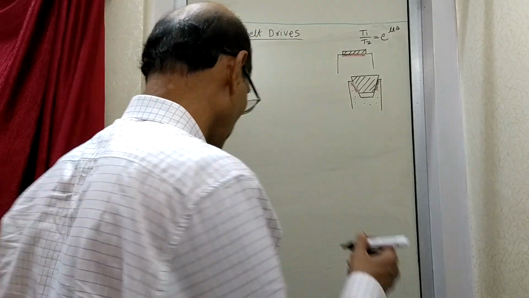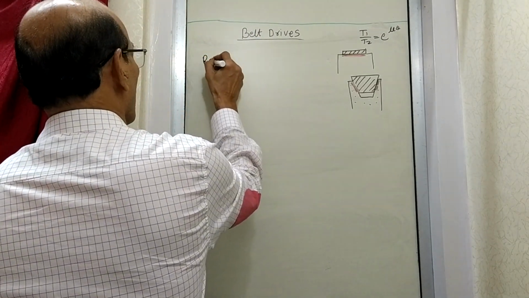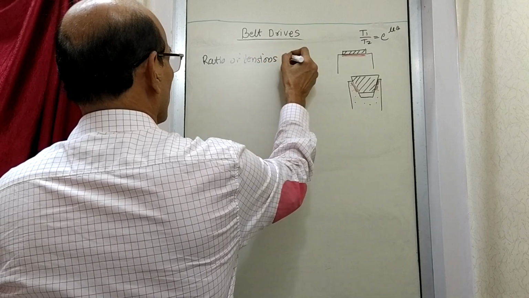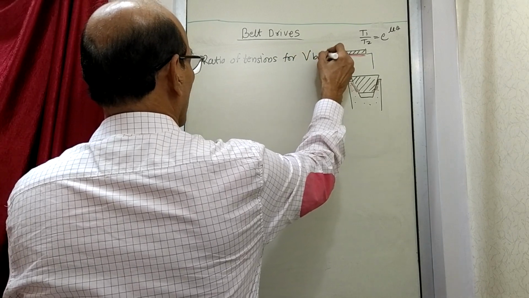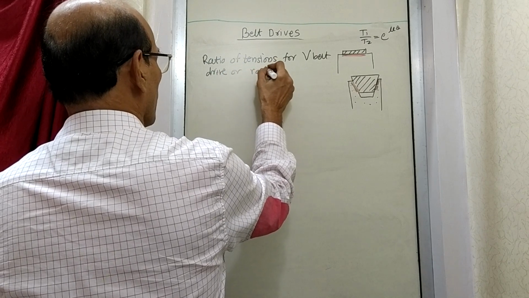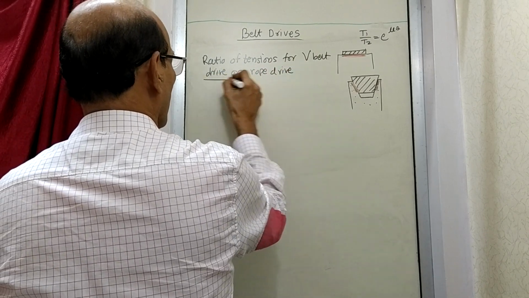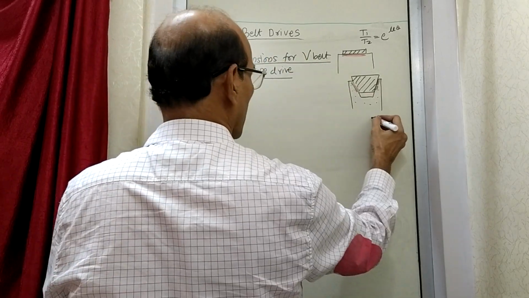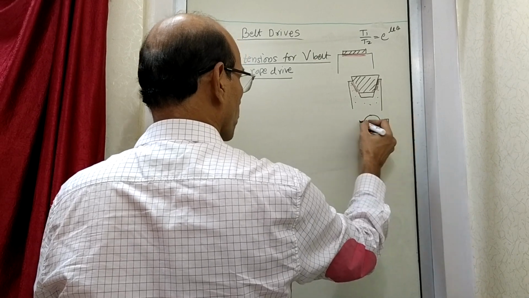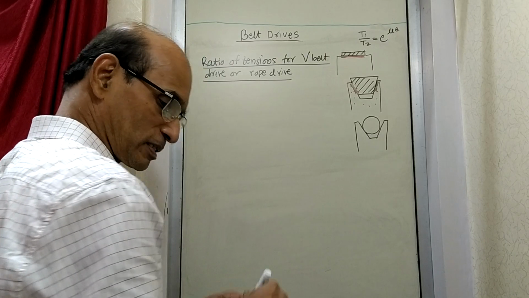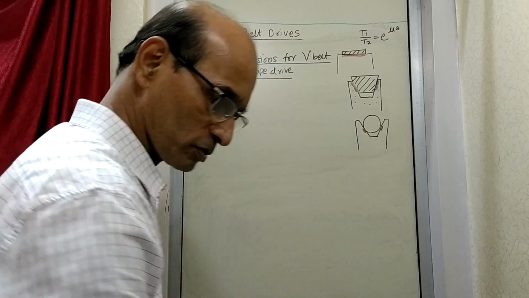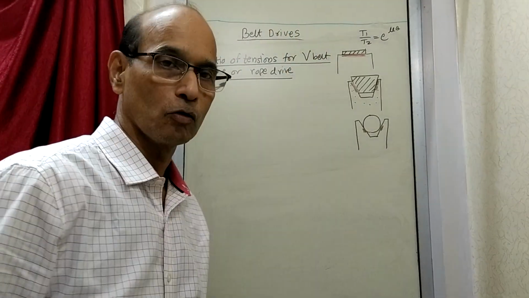So let us try to find out the ratio of tensions for V belt drive or even for ropes. Rope drive and V belt drive, they are working on a similar principle because both of them have what? The contact surface on the sides. Contact surface is on sides. So under this condition, how do we work?